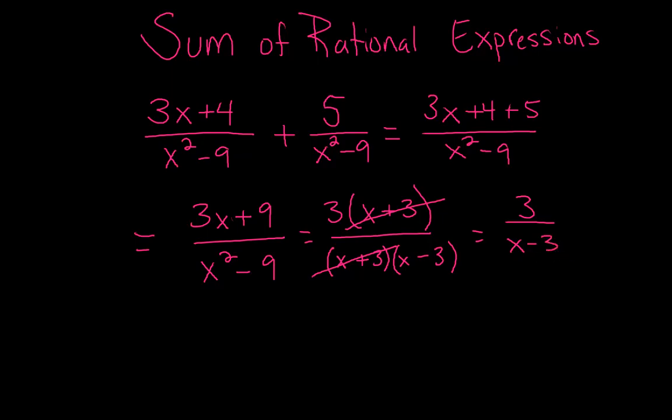And then again, ask yourself, are we done? Is there anything else we can simplify? And you can see here, we can't factor the numerator anymore, and we can't factor the denominator anymore, so we are done. That is our final answer when we add these two rational expressions.